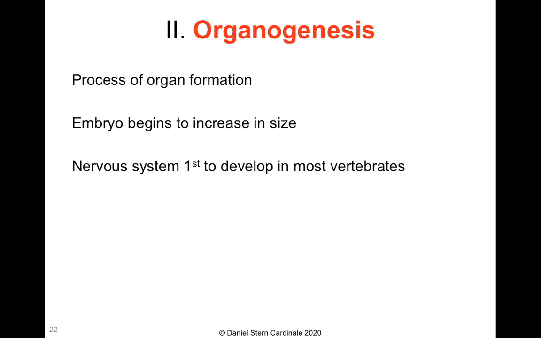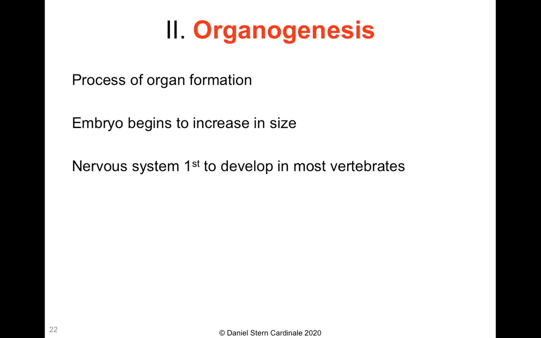Our next topic is organogenesis. As you can guess from the name, organogenesis is the process of organ formation that occurs once the embryonic germ layers have been laid down. At this point, the embryo really begins to increase in size, and since the nervous system is the first thing that starts to develop in most vertebrate organisms, we're going to focus on the development of the nervous system.